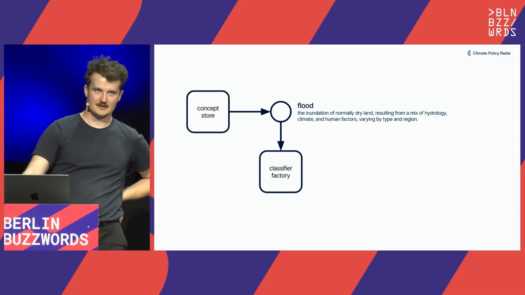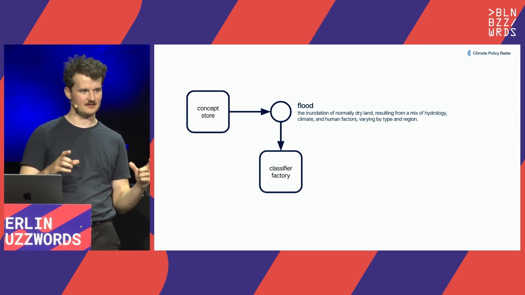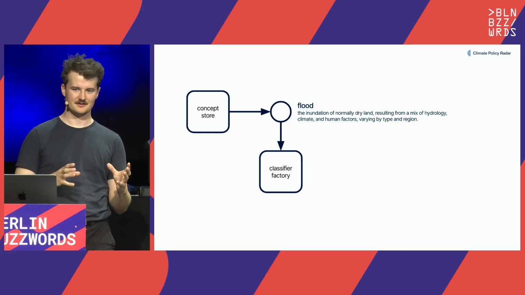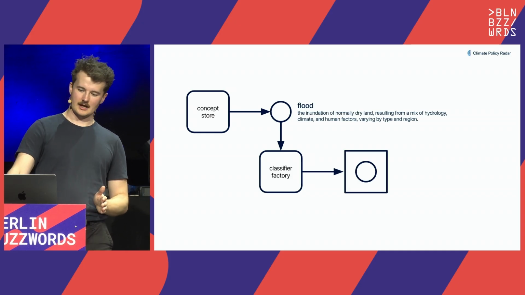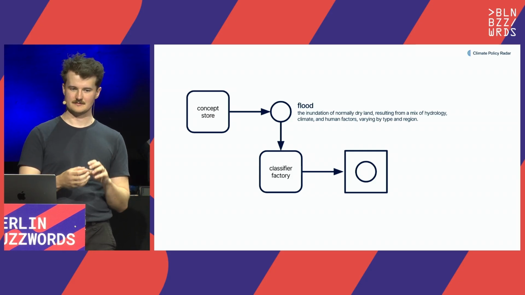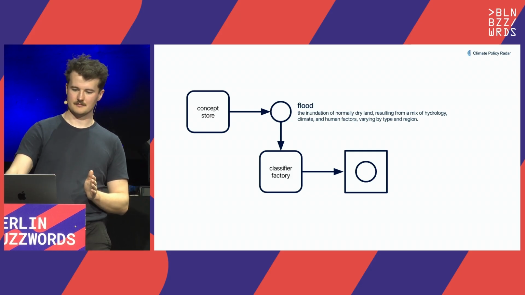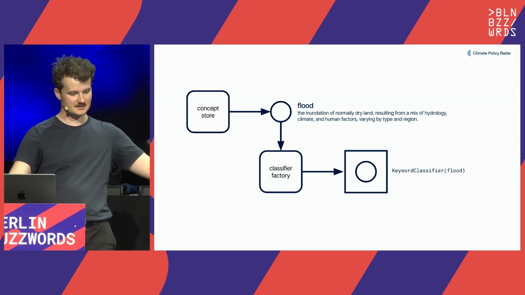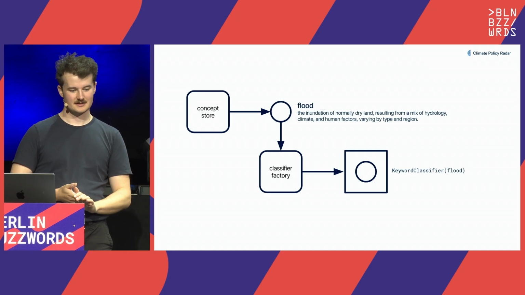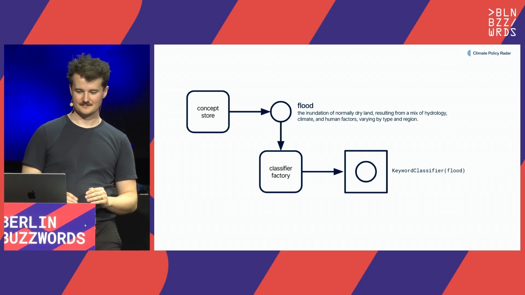We pass those concepts into what we call a classifier factory that, based on the attributes of that concept, the complexity of it, the amount of data that we have, spits out a classifier that contains that concept. So it's a one-to-one relationship between concept and classifier. For this example of floods, maybe we output a keyword classifier that is just a fancy regex. It's simple. We can just look for a few keywords, run it very, very fast.